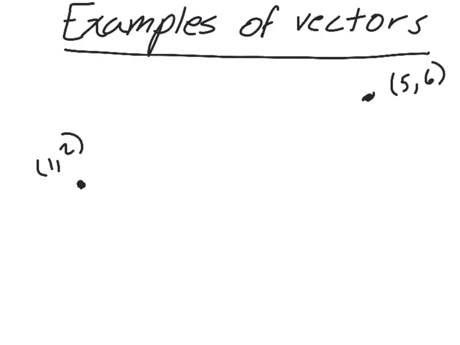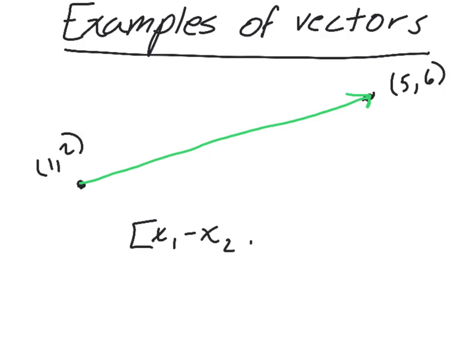There we go. A vector goes from one coordinate to another. So for instance, this vector, if we wanted to go from 1, 2 to 5, 6, would look like this. It would be a line with an arrow on the dot. And that is how our vector works. In order to write a vector, they tend to be written in brackets, and you subtract the x's, so x1 minus x2, and you subtract the y's, y1 minus y2. And that'll give you the equation for the vector.